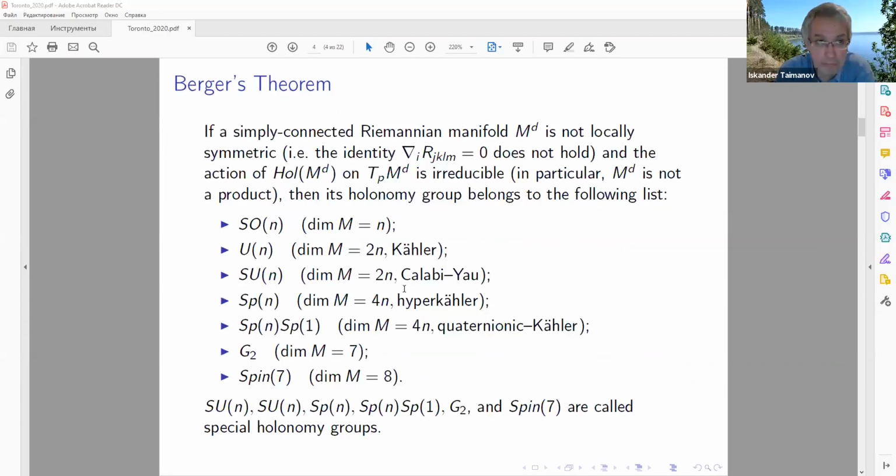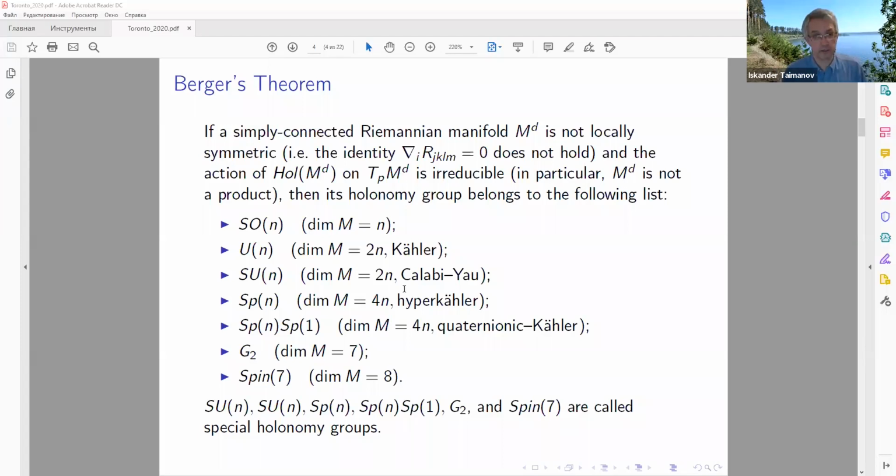There is the classification of such holonomy groups, which was done in the 1950s. It reads the following: if a simply connected Riemannian manifold is not locally symmetric, so that the Riemannian curvature tensor is not parallel, and the action of the holonomy group is irreducible, in particular M is not a product of two Riemannian manifolds, then its holonomy group belongs to the following list: SO(n), this is the most general situation; U(n), in this case the manifold is 2n-dimensional, and such manifolds are exactly Kähler manifolds.